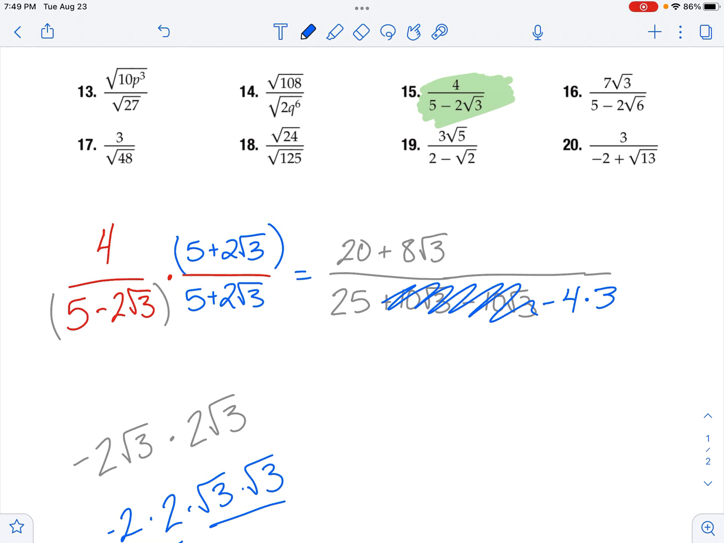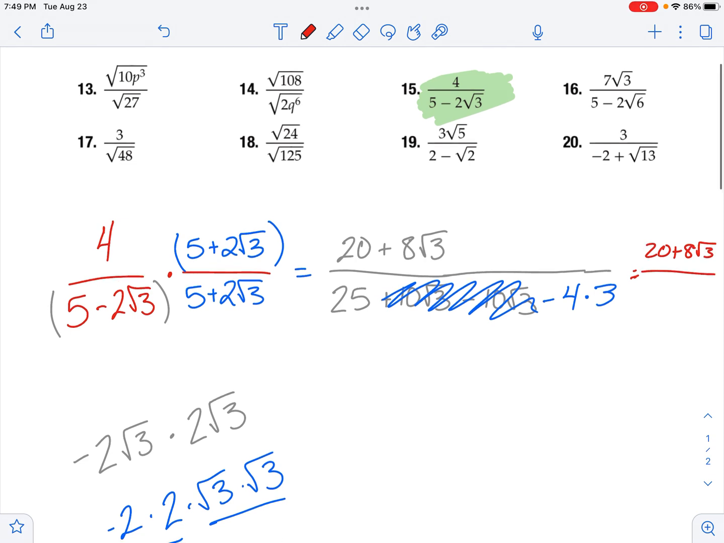And I can simplify. The top is still 20 plus 8 root 3. I can't combine anything there. But the denominator is 25 and a minus 12. So 25 minus 12 gets me 13. And I am done.